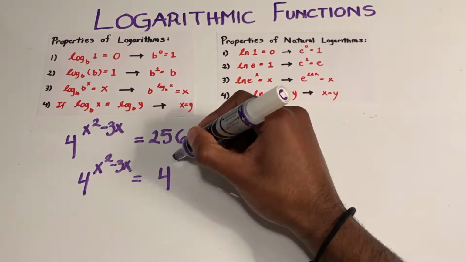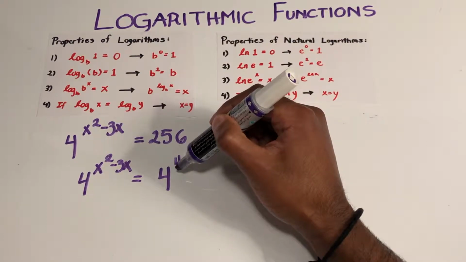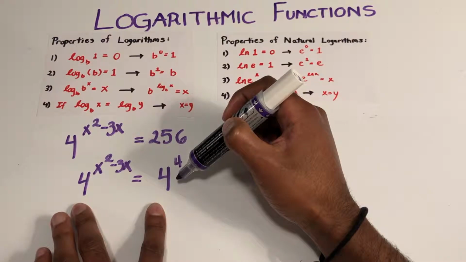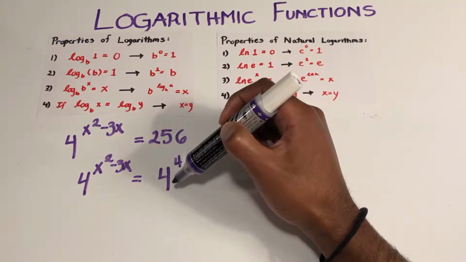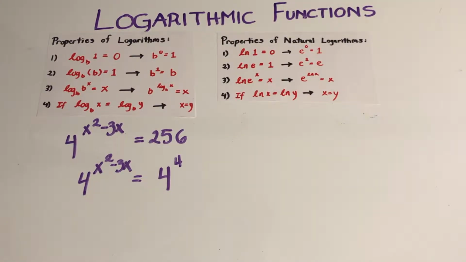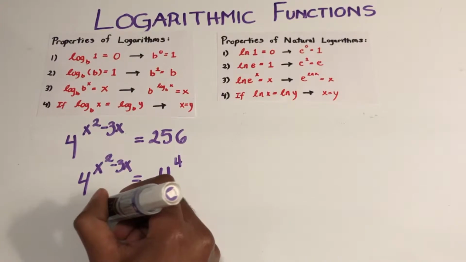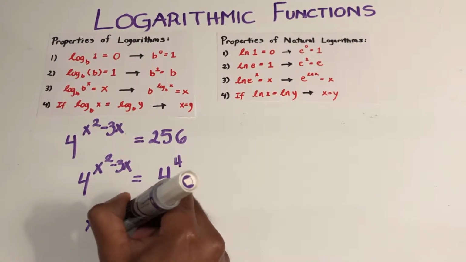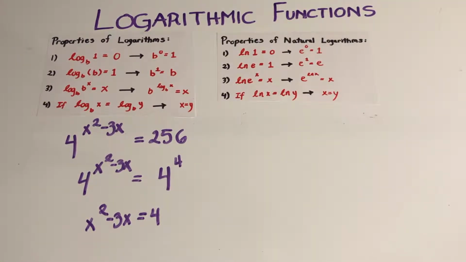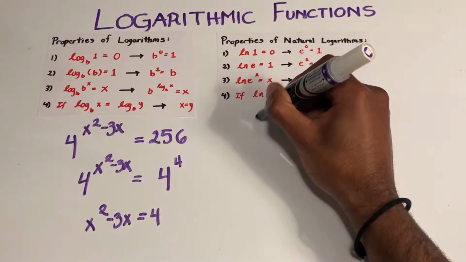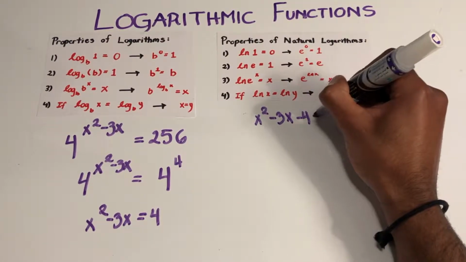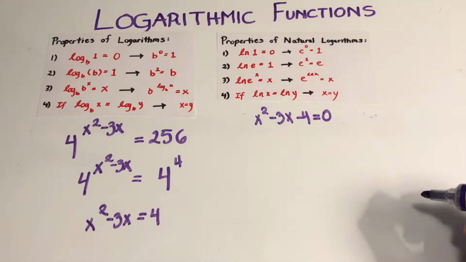And by doing this, we have made the base equal, changed it from 256 to 4. Now, since the bases are the same, everything is smooth from there. So x squared minus 3x is equal to 4. We ended up here with a polynomial: x squared minus 3x minus 4 is going to give us 0.